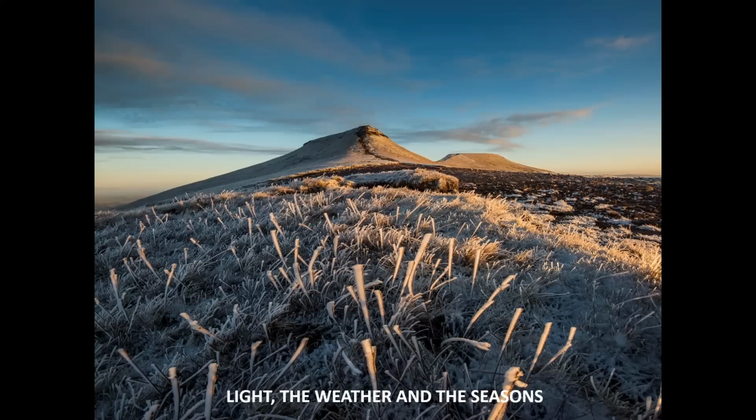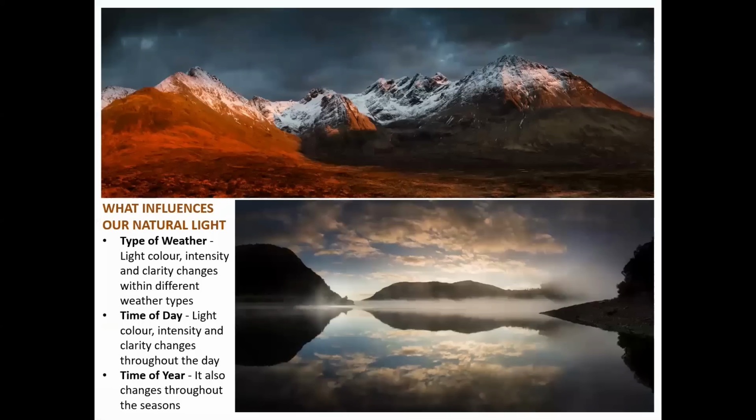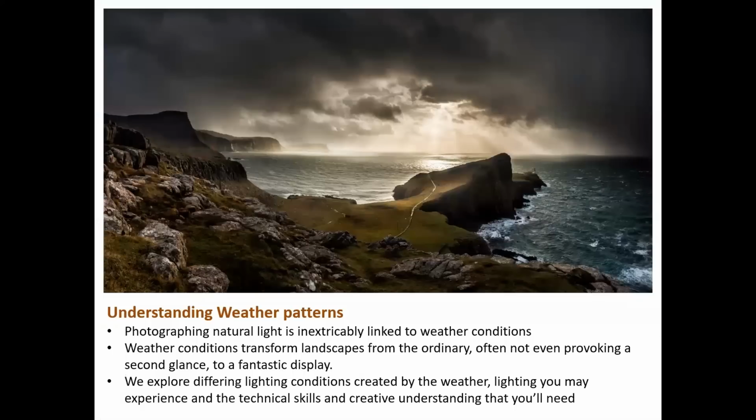So light, the weather and the seasons is where I'm going to start. Three particular aspects to this: the type of weather, clearly, and I'm going to go into that in a little bit more detail. The time of day and the time of year also affect how the quality of light changes throughout the year. My favorite kind of light, summarized in this picture: dramatic light, backlit from behind, lighting up a part of the landscape. So a bit of an overview there.